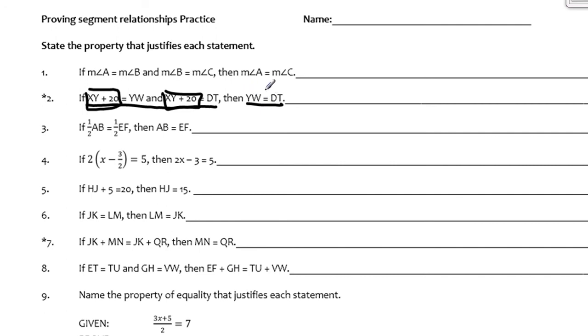So what's happened here is we established that these two quantities are equal. Yw is xy plus 20 and dt is xy plus 20. So here, instead of writing xy plus 20, since we established that xy plus 20 equals yw, we can write yw equals dt. And what allows us to replace this xy plus 20 with this yw is the substitution property.